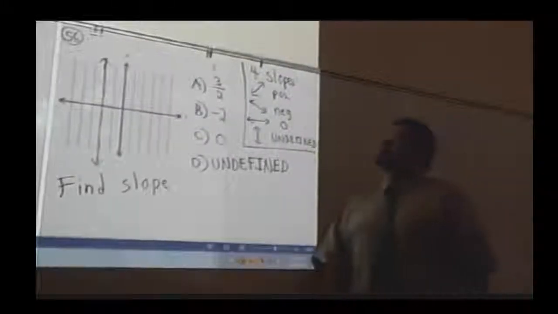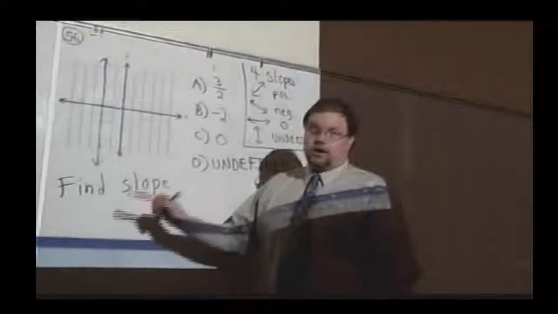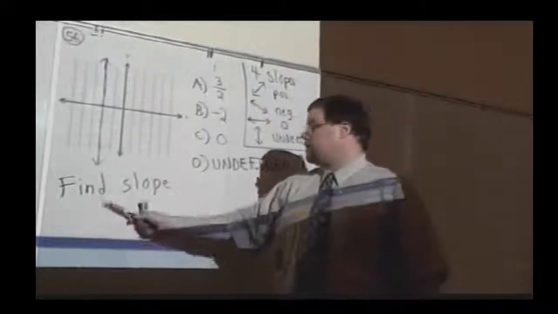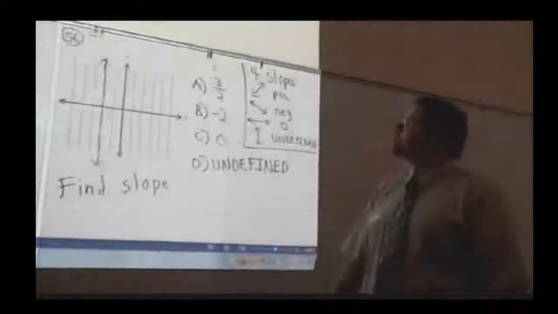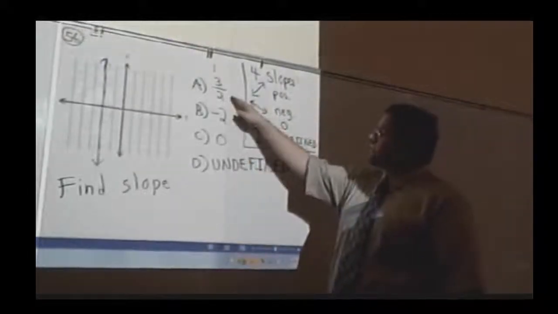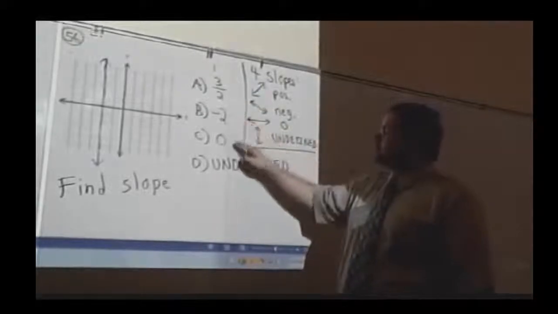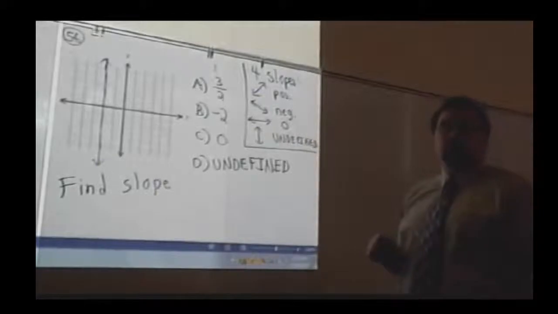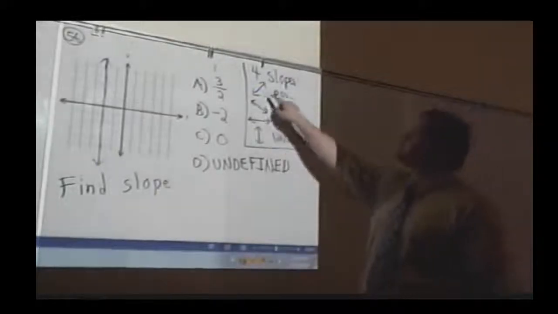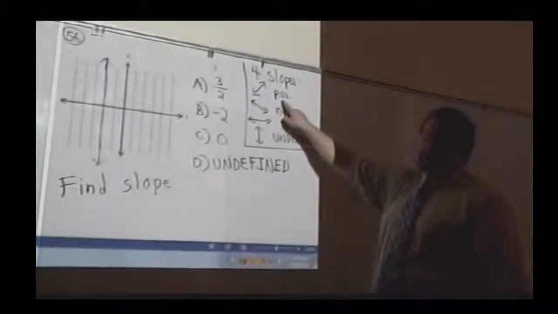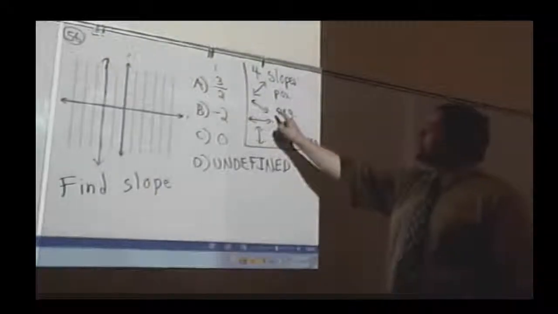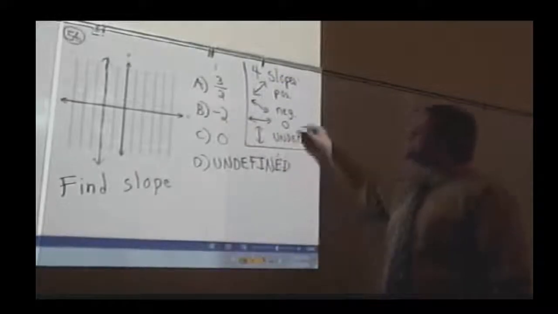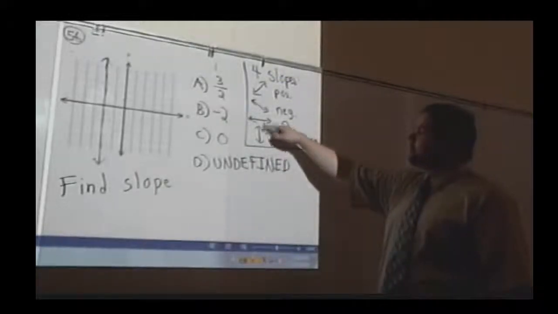Okay, so this is number 56. They're giving us a picture of a line that goes up and down like this, as the vertical line, and they're asking us to find slope. This question happened to be multiple choice, so A is 3 over 2, B is negative 2, C is 0, D is undefined. Remember the 4 types of slope that we talked about in the previous video. If the line looks like this, the slope will be positive. If the line goes down, the slope will be negative. If the line goes straight across, a horizontal line, the slope will be 0. And the line that goes up and down, the vertical line, is undefined.